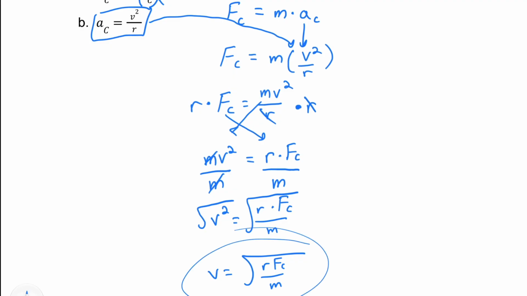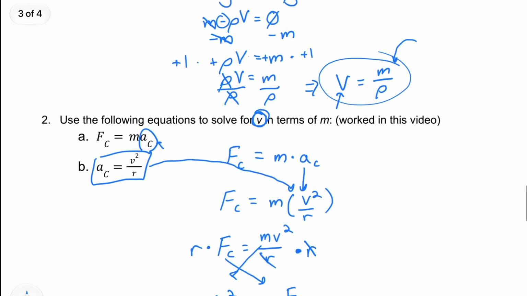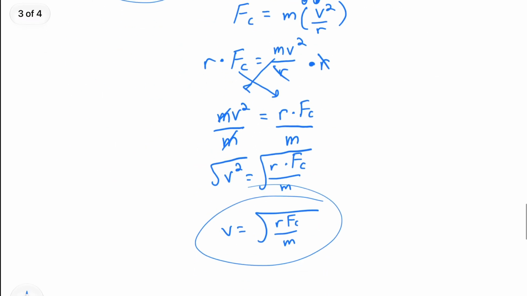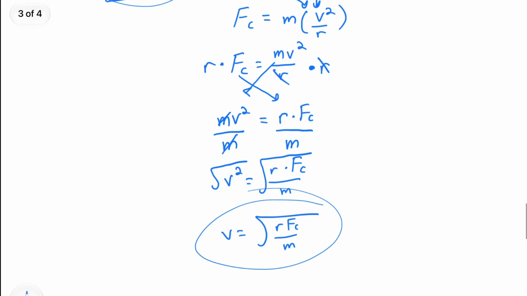Cool. So we combined those two equations, and then we reorganized the new equation we made so that v is by itself, and everything else, including m, is over on the right side. So v equals the square root of r fc over m.